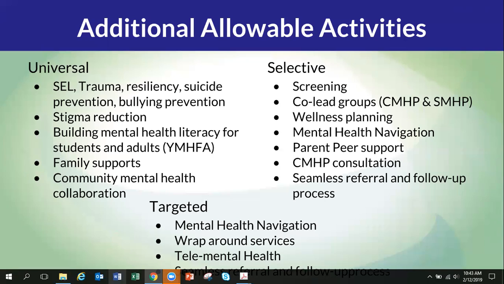That being said, these are other additional allowable activities at the different areas. Universal strategies that we've seen on the applications and are allowable are SEL, trauma, resiliency, suicide prevention and bullying prevention, stigma reduction, building mental health literacy for students and adults, youth mental health first aid, signs of suicide, sources of strength, for example, built-in family supports, having a family liaison, having the community mental health collaboration.